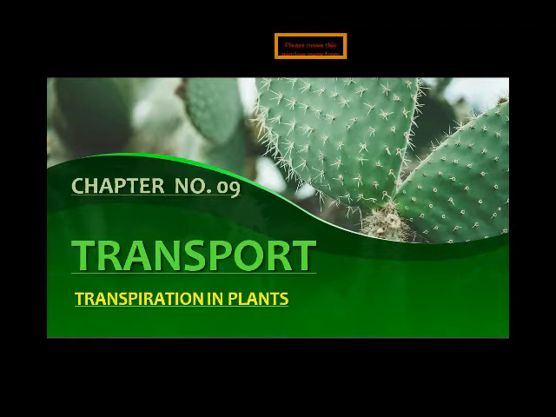Transpiration, students, is very important for plants to maintain the transport system. Through the transport system, plants carry different nutrients and materials, gaseous exchange as well as water and minerals to all parts of the plants. To maintain this system, transpiration is very important. We will learn how transpiration is important for the transport system.